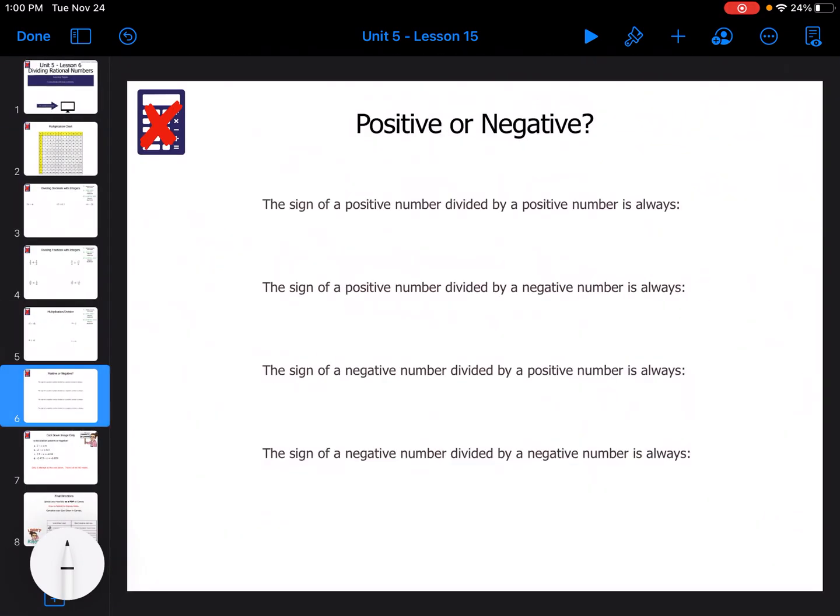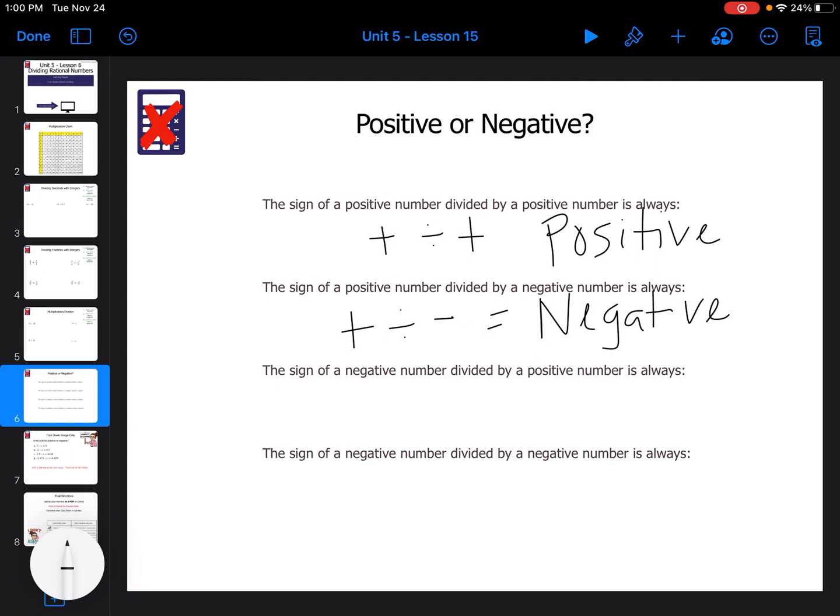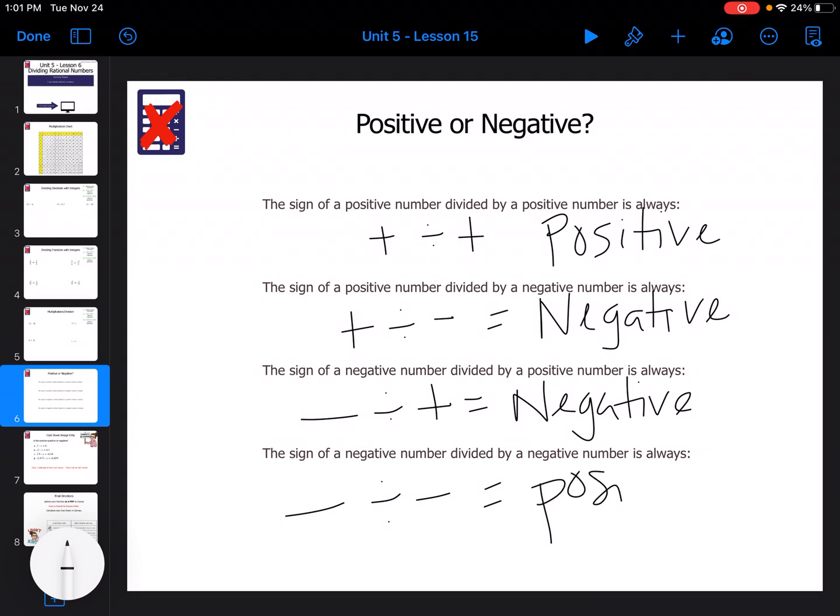All right, so positive or negative. I want you to think about what's happening. A positive divided by a positive is always a positive. A positive divided by a negative is always going to be a negative because the signs are different. A negative divided by a positive, the signs are different, so that means it's going to be a negative. A negative divided by a negative is always going to be a positive because the signs are the same.